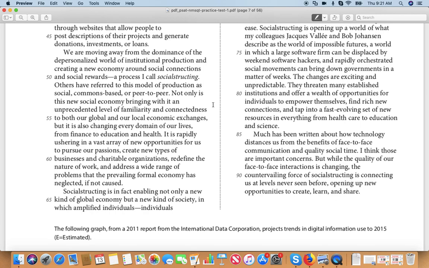passions. Keep going, please. From line 59, new types. Is that where you? Yep. Business and charitable organizations redefine the nature of work and address a wide range of problems that is prevailing formal economy has neglected, if not caused.